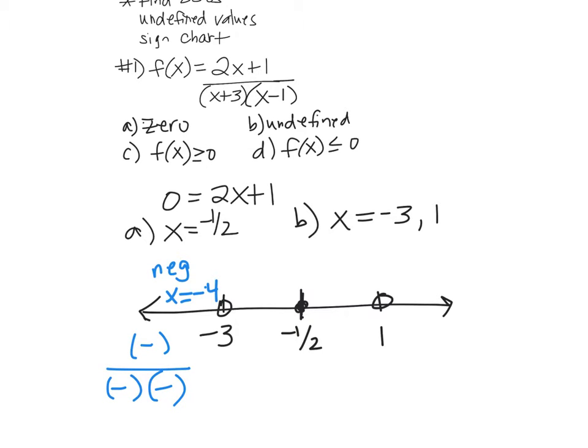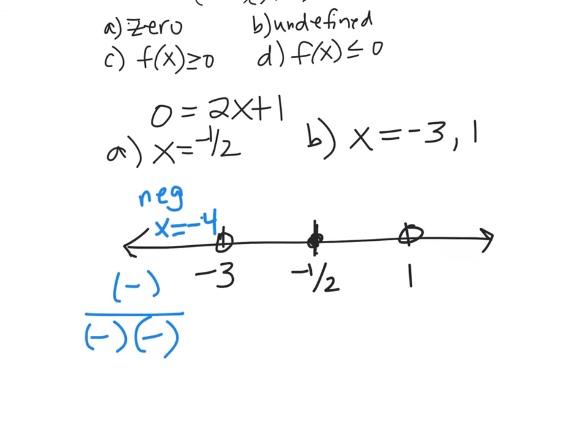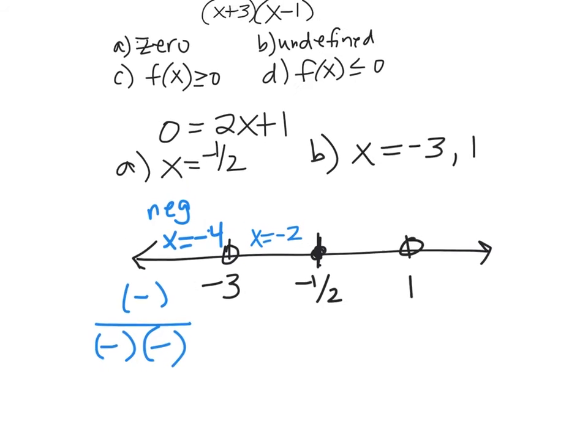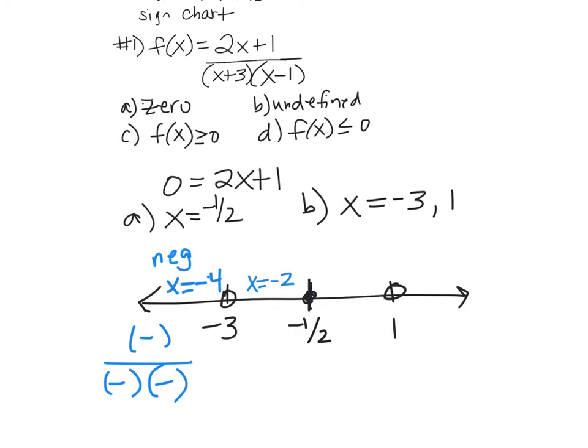Let's test the next one. Pick a number between negative 3 and negative 1/2. Negative 2. All right, x equals negative 2. Plug it into the original function. It's negative 2 times 2 plus 1, that would give me a negative up top. Negative 2 plus 3 is a positive number. Negative 2 minus 1 is a negative. So for this one, I get a negative over negative, which is positive.